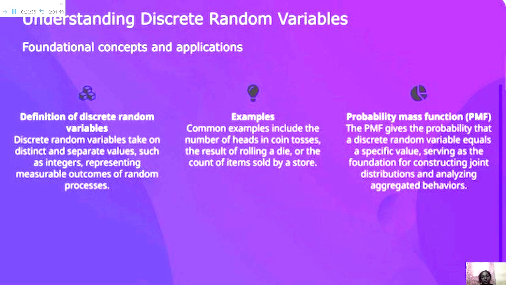Probability mass function (PMF). The probability mass function gives the probability that a discrete random variable equals a specific value, serving as the foundation for constructing joint distributions and analyzing aggregated behaviors.